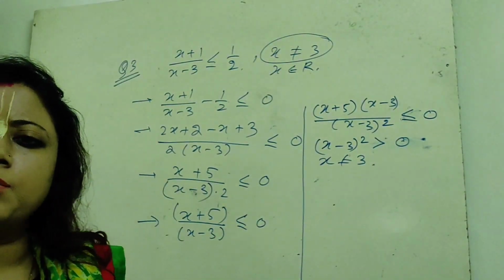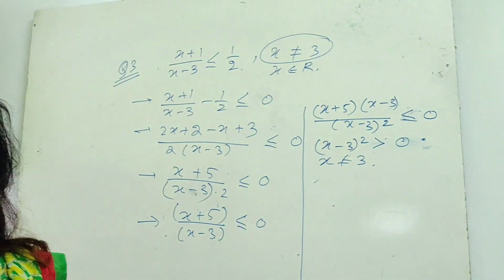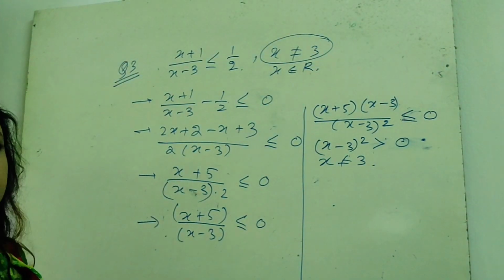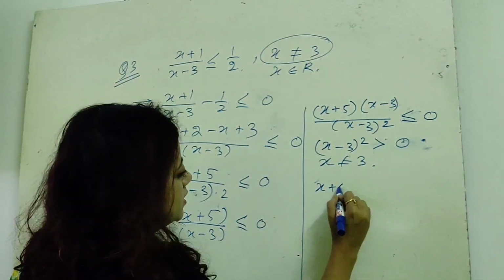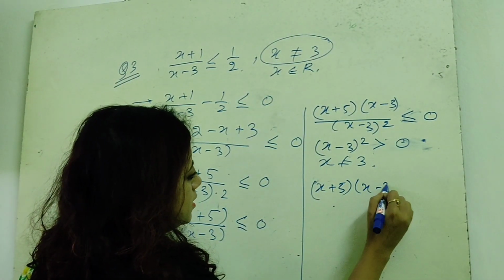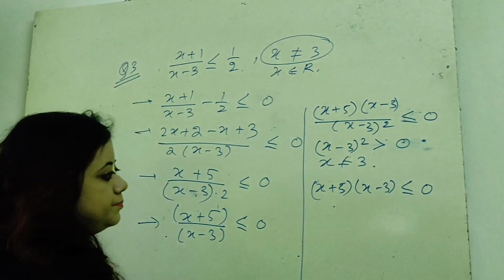As you all know, square numbers are always positive, because we are dealing with real numbers. So we can say that (x plus 5) into (x minus 3) is less than or equal to 0.